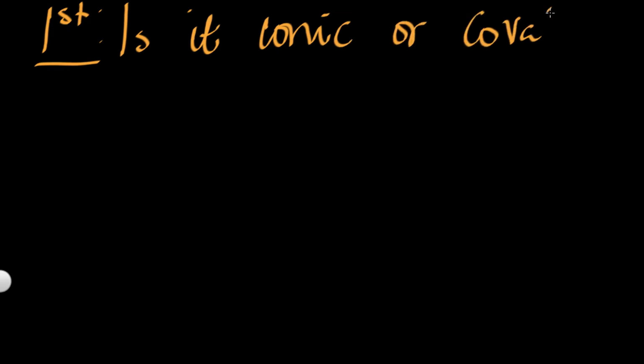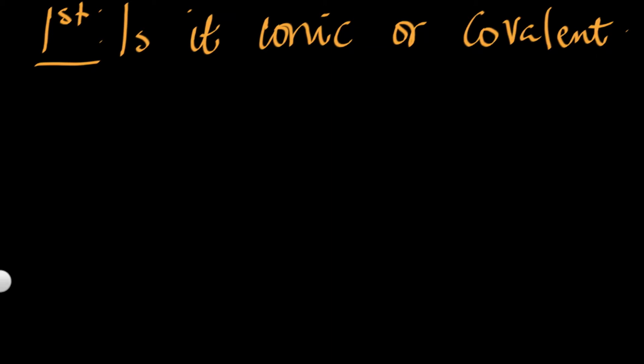The first thing, and actually the most important step when you are naming a chemical compound, is to know whether it is an ionic compound or it is a covalent compound. You need to know that because the rules are different. So know, is it ionic or covalent? This is the first thing that you need to know.